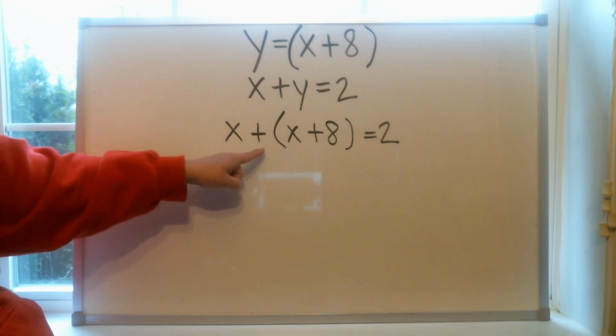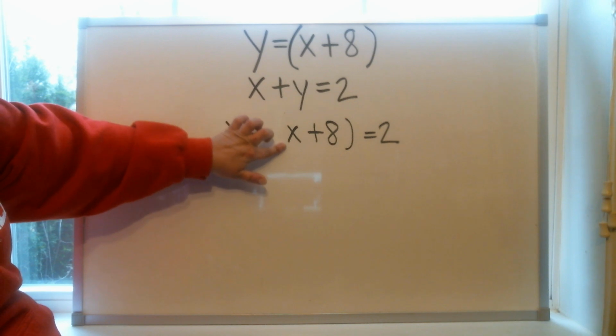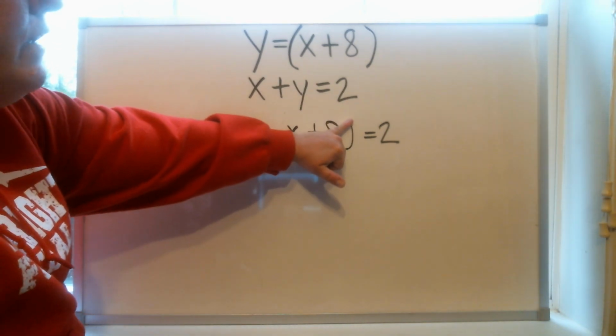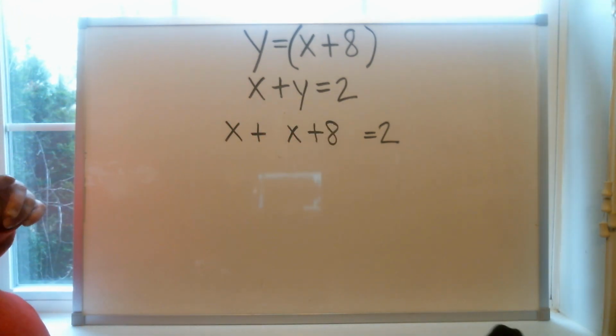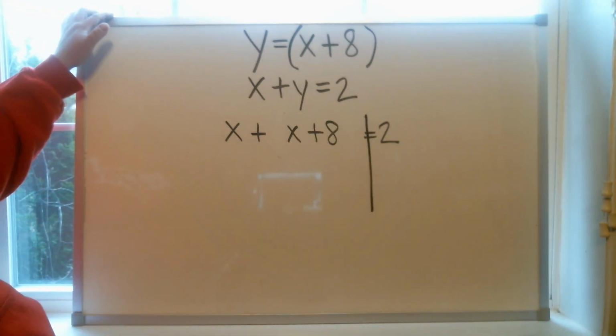There's just a positive sign, which isn't going to do anything to anything that's inside the parentheses. So I can go ahead and just take the parentheses off, because there's nothing I have to distribute. There's no number, there's no negative sign. And now I'm going to solve this using my algebra.